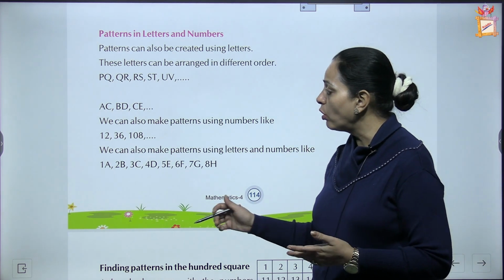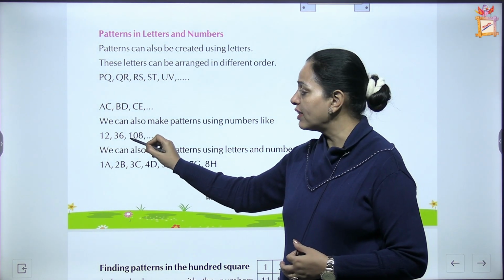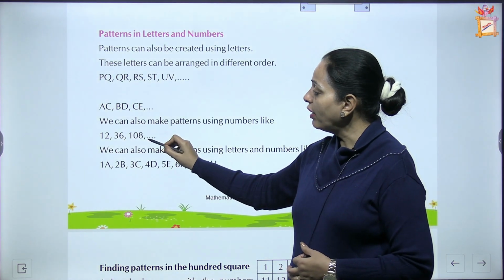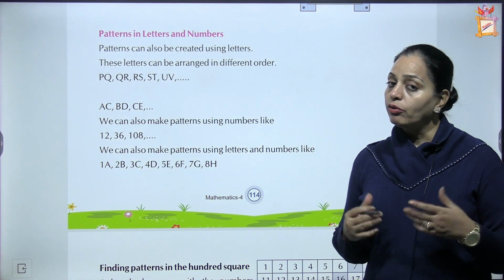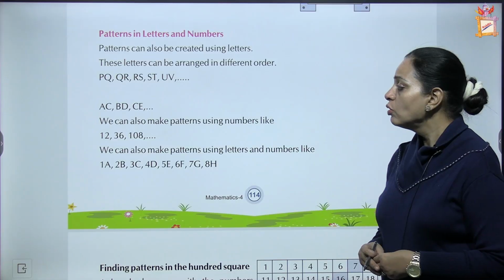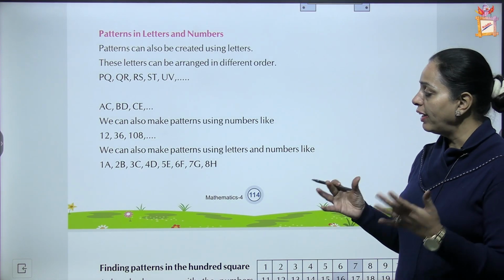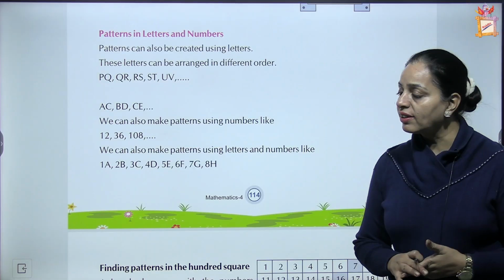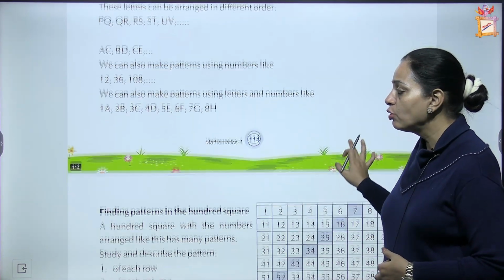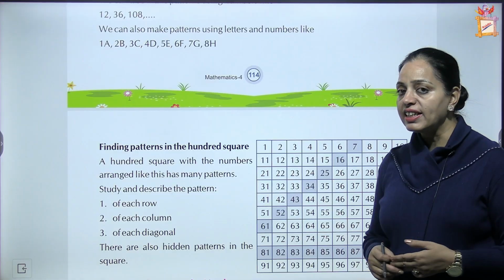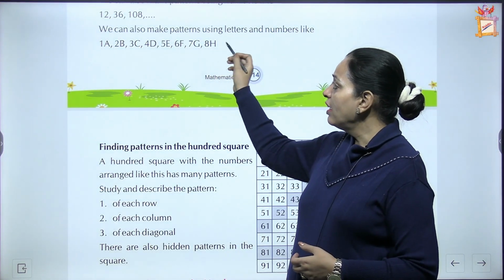Here we are doing what? 12 multiplied by 3, 36. 36 multiplied by 3, 108. Then 108 multiplied by 3, 324. So like this. Now we can also make patterns using letters and numbers. हम letters और numbers को भी combine कर सकते हैं. Like 1A, 2B, 3C, 4D, 5E, 6F, 7G, like this.